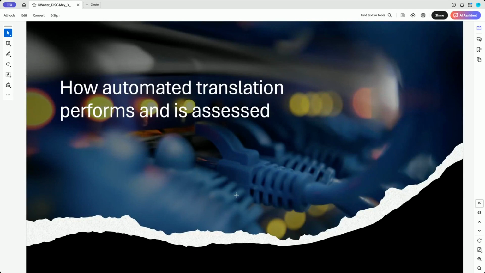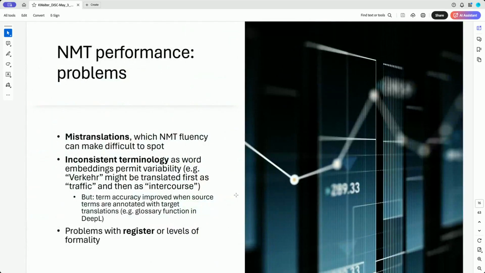Generally speaking, we can say that it performs well, otherwise we wouldn't be talking about this. But there are still mistranslations, which neural machine translation fluency, especially for high resource languages, such as English, can make difficult to spot. Inconsistent terminology may be used as word embeddings permit variability. So the word Verkehr, for instance, might be translated first as traffic and then as intercourse in the next sentence and then maybe as something else. But term accuracy can be improved when the source terms are annotated with their target translation. So for this purpose, DeepL has a glossary function now for some languages, not for all languages.